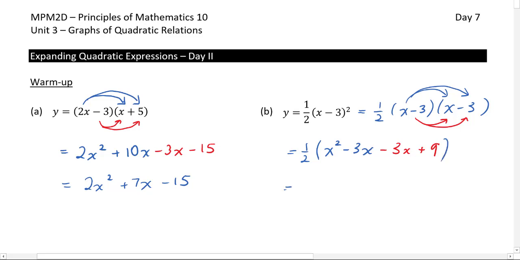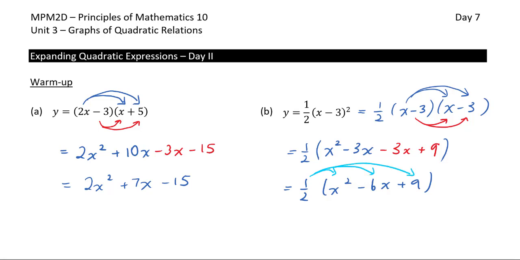Same as the other example, we're going to collect our like terms. And then finally, we're going to multiply out that 1/2. So we get 1/2 x squared. Half of 6 is 3, and then plus 9 over 2.